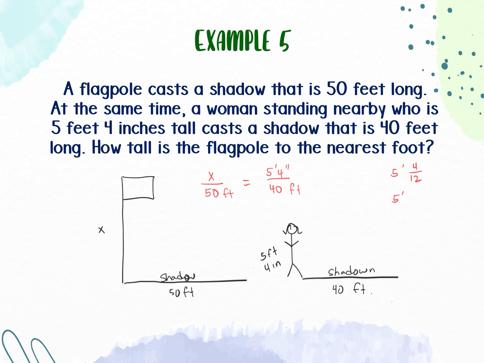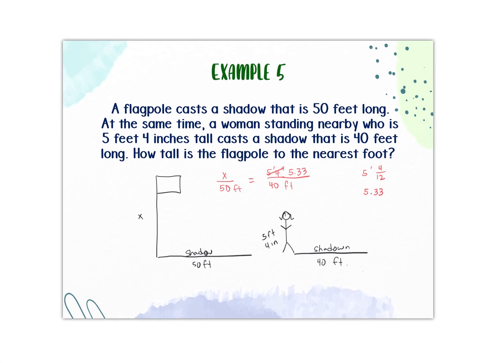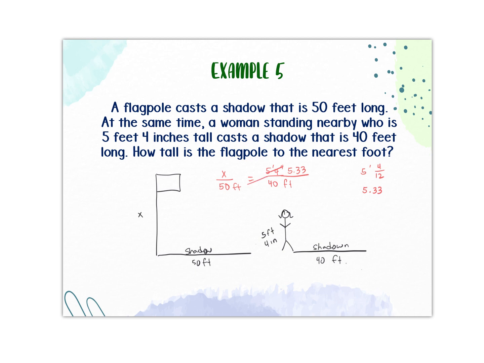And if I do that, 5 and 4/12 as a decimal would be a third, or 0.33. So instead of 5 feet 4 inches, I'm going to do 5.33 as my numerator. That's going to be better. The other way I could do it is convert everything to inches, but I don't think I want to do that. So when I do my math, I'm going to do 40 times x equals 50 times 5.33.